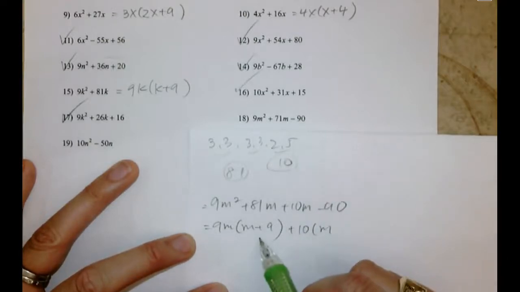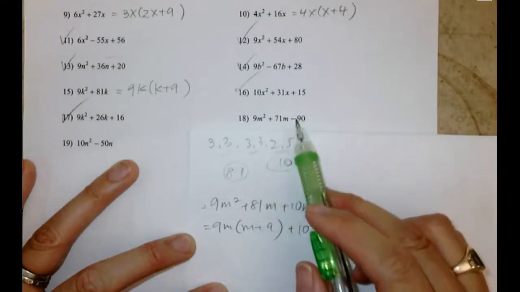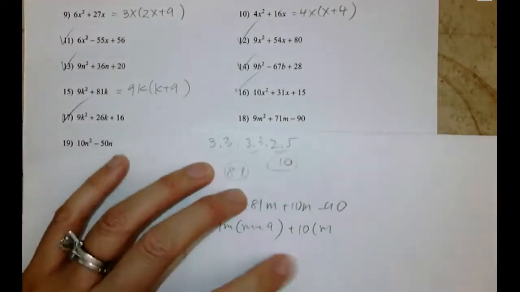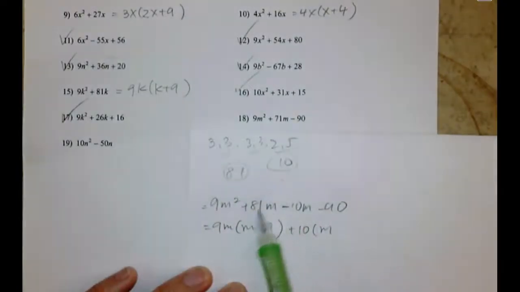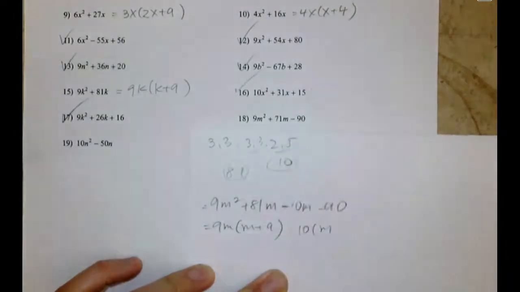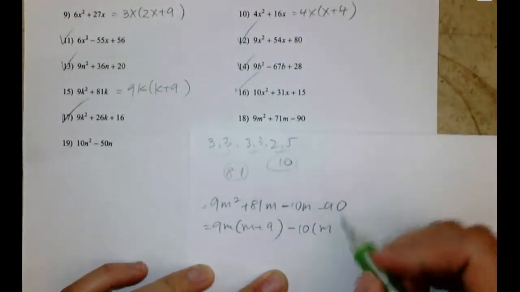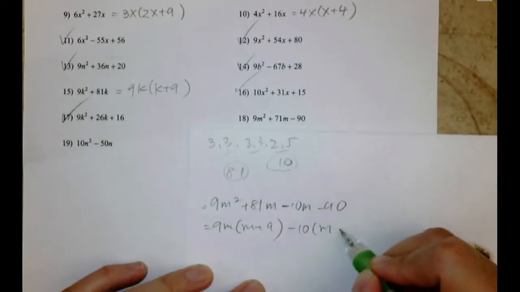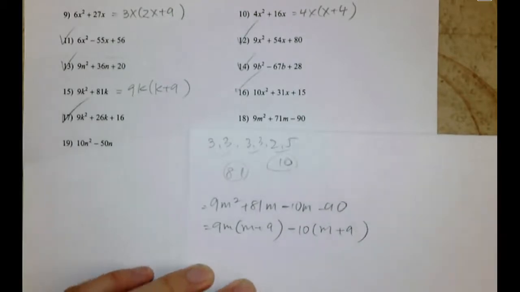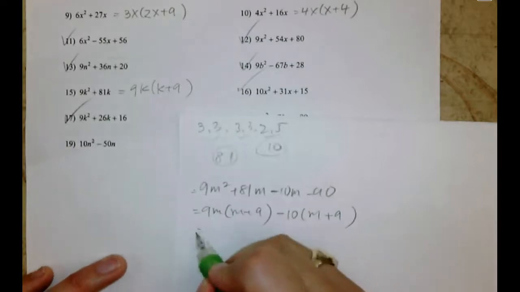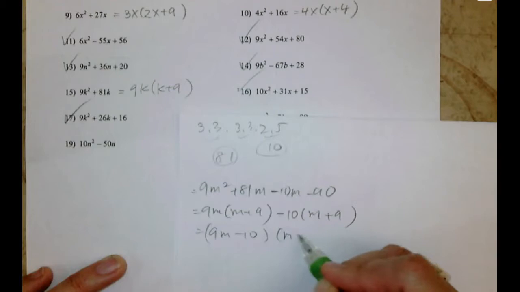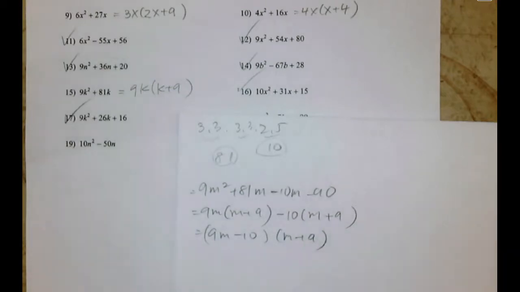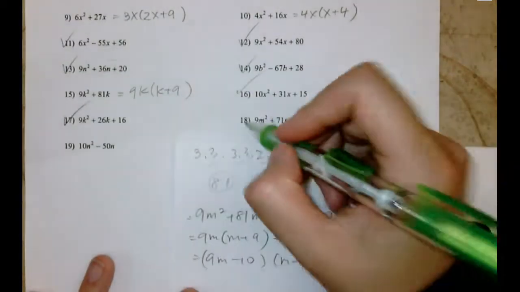Did I get the signs wrong? Yeah, I did get the signs wrong. What did I say? The bigger one, so this should be negative. This is negative, right? So then 81 minus 10 is 71. So you're going to factor negative 10 out here. And so m plus 9. Okay? And so 9m minus 10 and m plus 9. And we are done with 18.